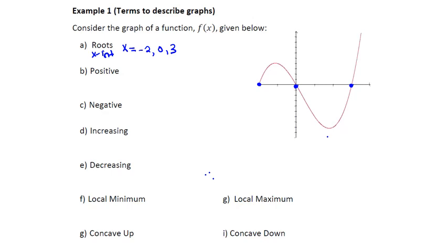If I'm asked where a graph is positive, I'm looking for y values above the x-axis, so positive y values. So for this graph, if we were talking about positive behavior, we would be talking about this section of the graph.